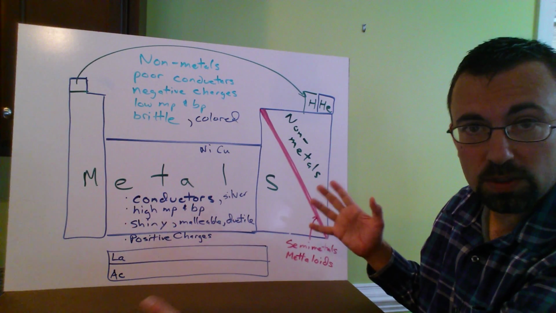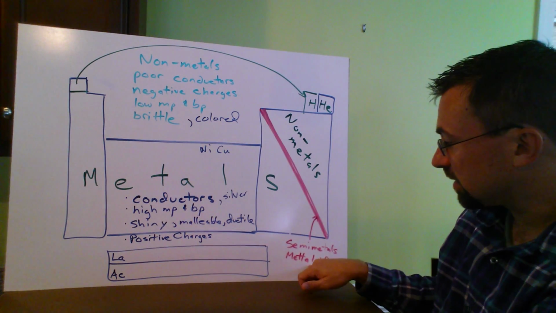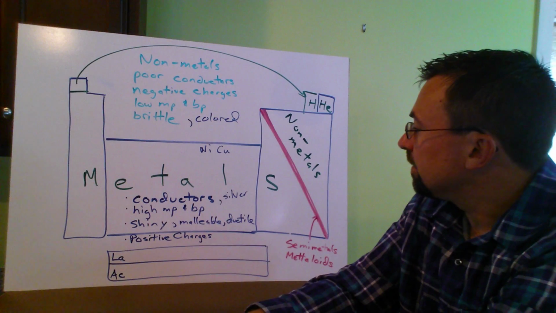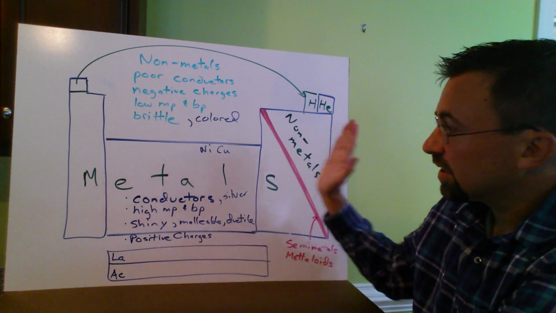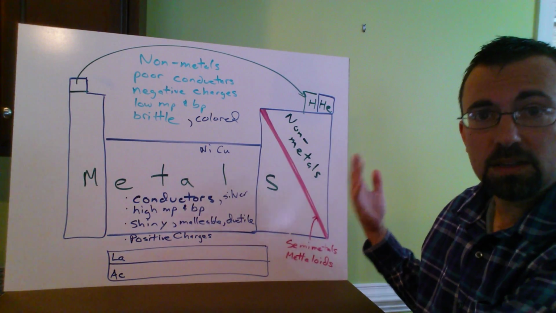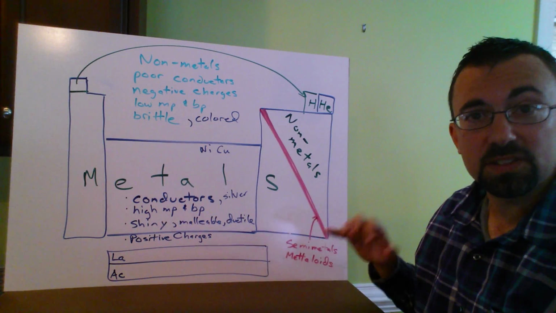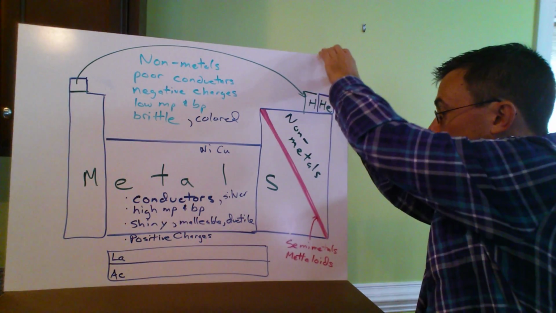I understand things like boron are in between property-wise, and we might call it a semi-metal or a metalloid. But for the sake of simplicity, you're to the left, you're the metal. You're to the right, you're the non-metal, and we're not going to worry about those in-between cases. We have enough to study this semester without making extra work for ourselves.